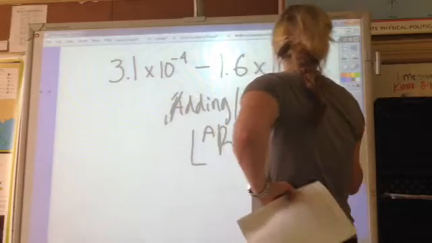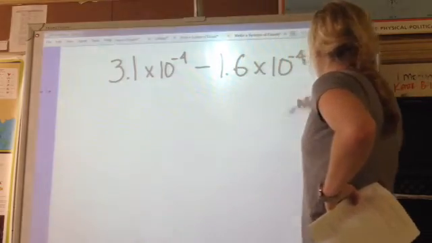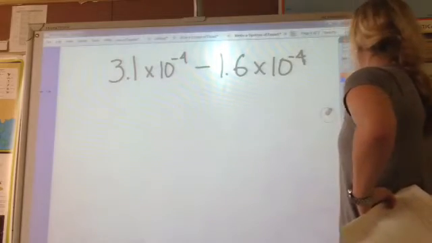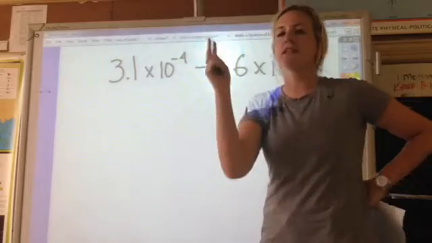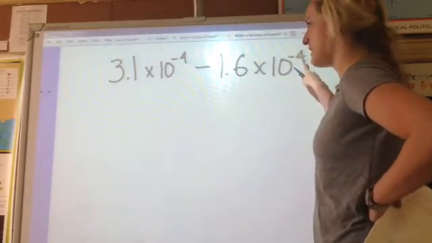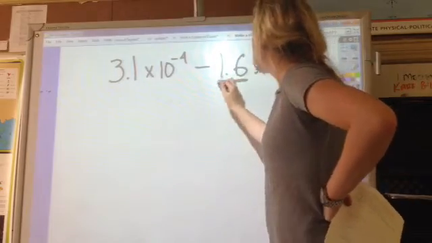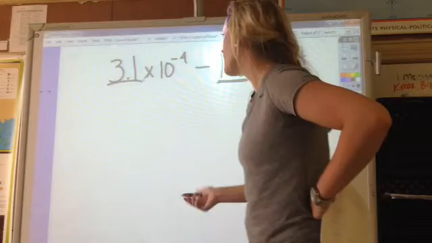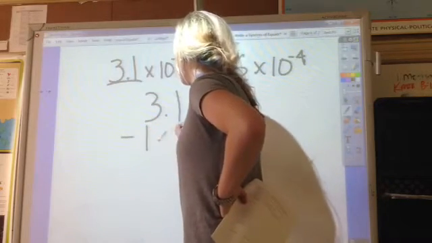So let's go ahead and do our first example. Go ahead and write this in your notes page. 3.1 times 10 to the negative fourth minus 1.6 times 10 to the negative fourth. The first thing I look for is, are my exponents the same? Negative 4 and negative 4. Yep, they are. So then if my exponents are already the same, all I have to do is deal just with my coefficients. So all I have to do is subtract 1.6 from 3.1.